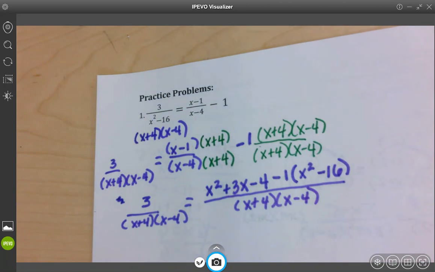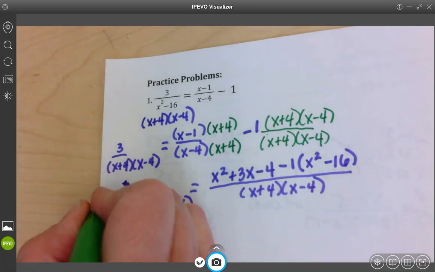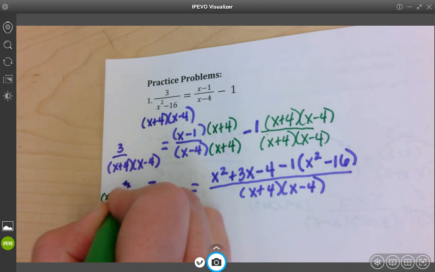Okay, just a little bit of trickiness in this negative 1 here because it is going to distribute. But let's try to get rid of our denominators now. So let's multiply both sides by x plus 4, x minus 4 to get rid of our denominators.